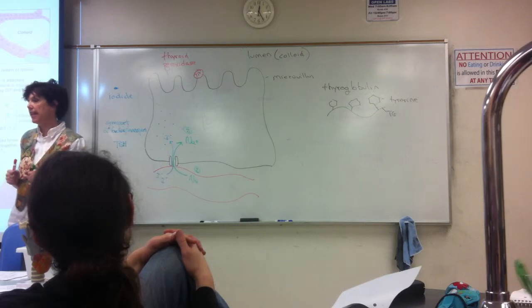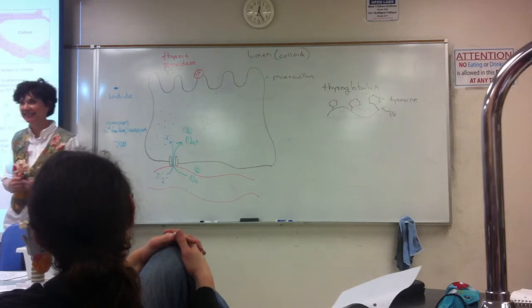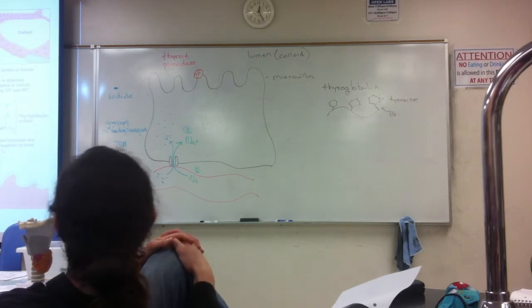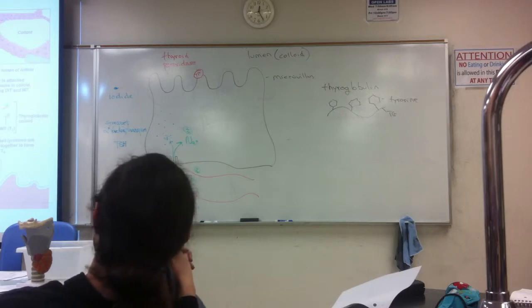The thyroid peroxidase does two things. It adds iodide, in ion form, to the tyrosine, and it adds one tyrosine to another.